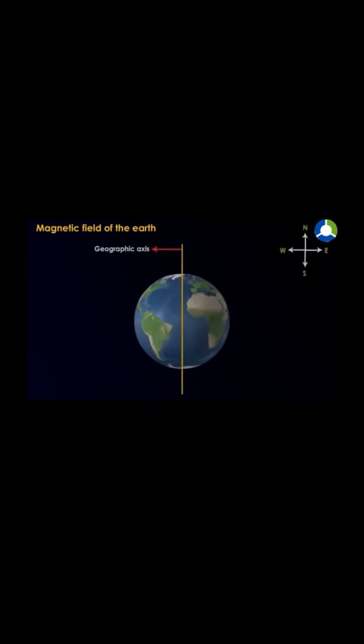Magnetic field of the Earth. Earth behaves as a huge magnet. The shape of Earth's magnetic field resembles that of a bar magnet.